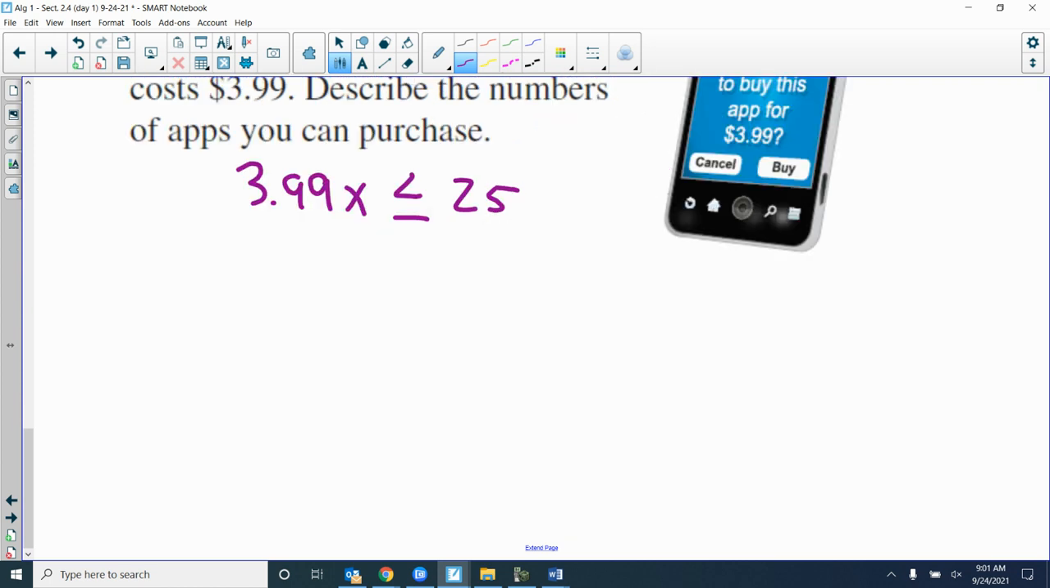What's 25 divided by 3.99? 6.26. Okay, what does that round to money-wise? It'd be what? $6.30. Or you know what? This is apps. I apologize. This is apps. I just rounded, okay, this is apps. Now, can you buy 6.27 apps? How many apps can you buy then, guys? You can buy 6 apps. Can't buy 7. Okay, we can buy 6 apps.